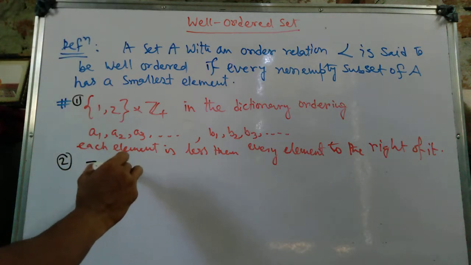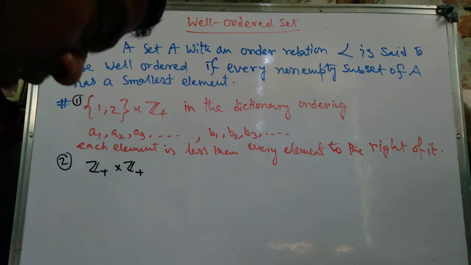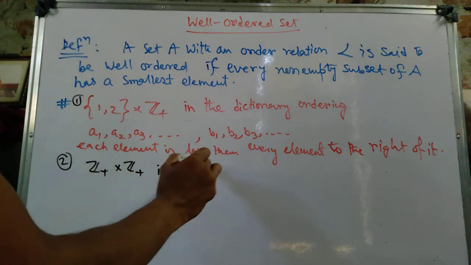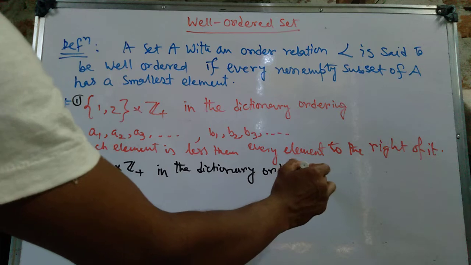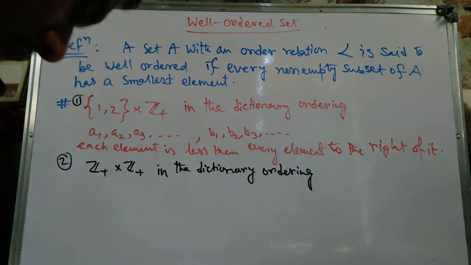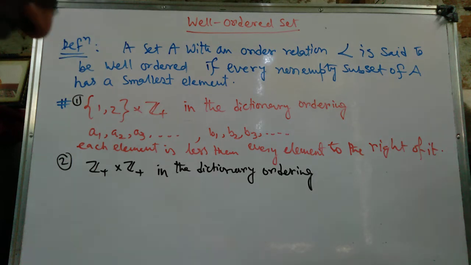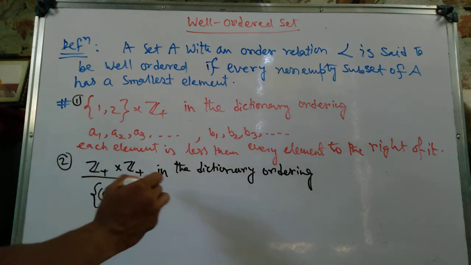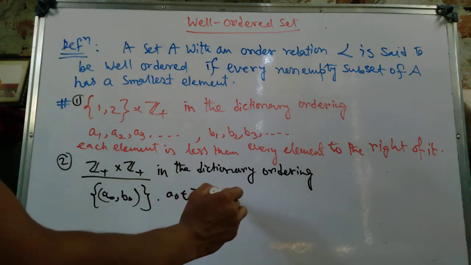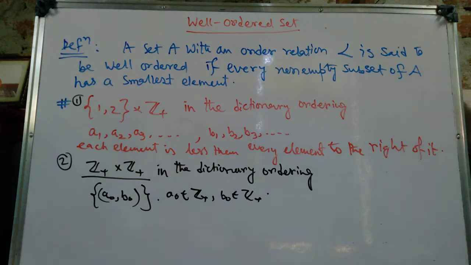Z plus Cartesian product Z plus in the dictionary order, or array. Then Z plus Cartesian product Z plus has a smallest element. Any subset we take from Z plus, we get a smallest element, a0 b0 if we take. Then Z plus Cartesian product Z plus is a well ordered set.